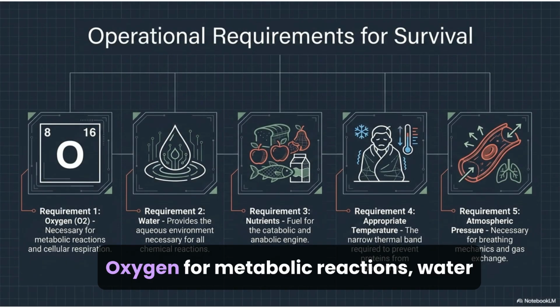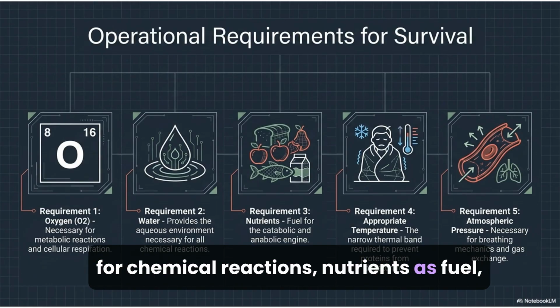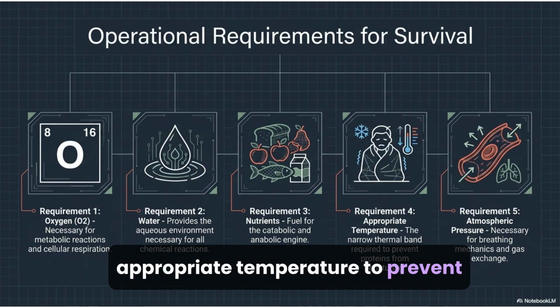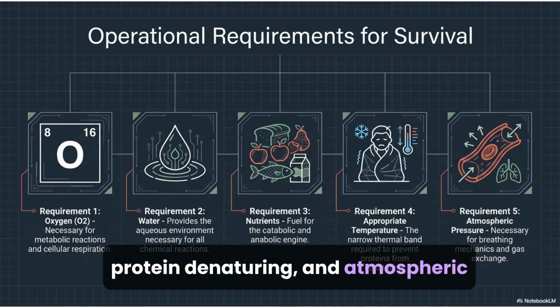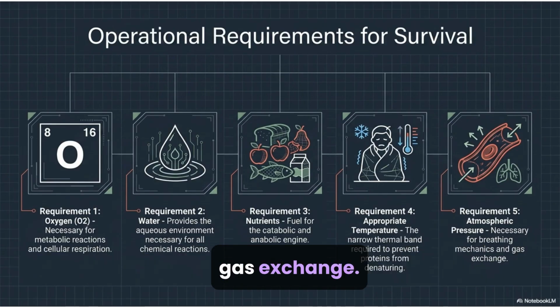Survival relies on 5 operational requirements: oxygen for metabolic reactions, water for chemical reactions, nutrients as fuel, appropriate temperature to prevent protein denaturing, and atmospheric pressure for breathing mechanics and gas exchange.